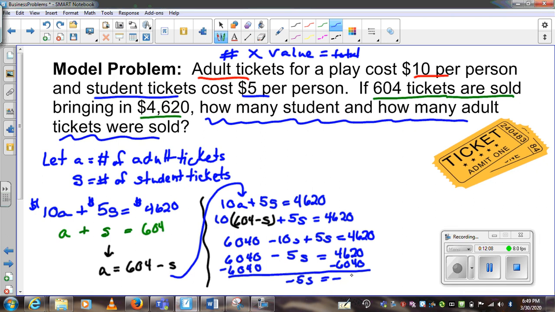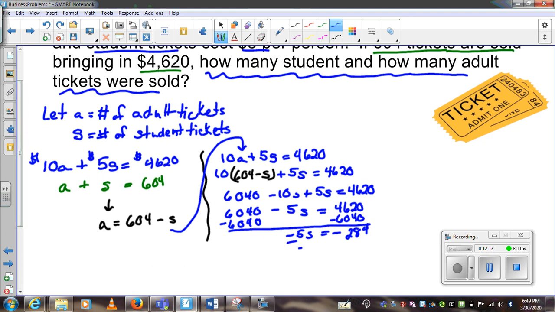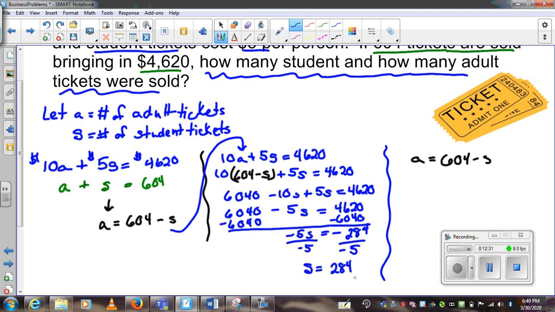So that gives me negative 284. Let's move this up a little bit. Let's divide both sides by negative 5. And student tickets, looks like it's 284. The last part, I think I'm going to use substitution into this equation, the one that I rewrote. I personally think this one would be the easiest. So A is equal to 604 minus the 284.